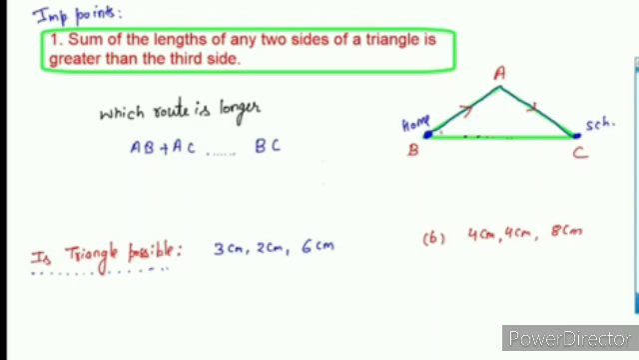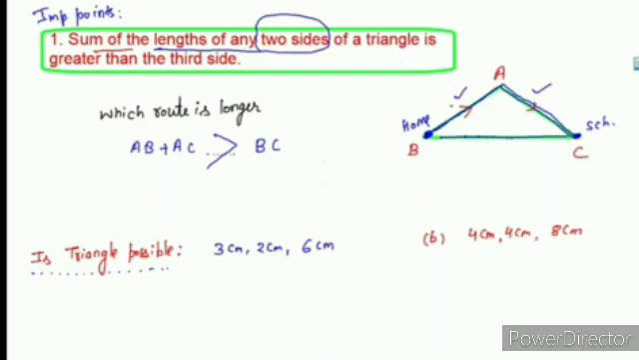Look at this triangle. B is the position of your home and C is the position of your school. Which route is longer? You can have two routes. You can go from B to A and then A to C, or else directly you can go from B to C. In that, which route is longer? Yes, the B to A plus A to C route is longer than B to C. This example shows this property, that the sum of the lengths of any two sides of a triangle is greater than the third side, isn't it?